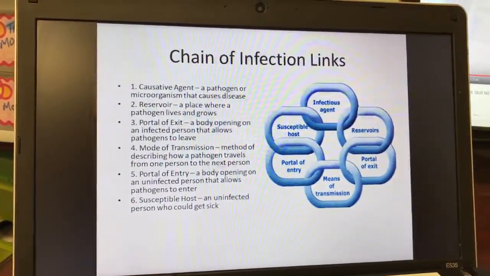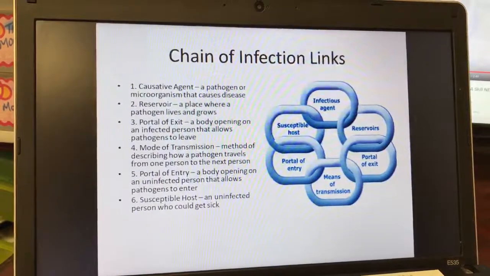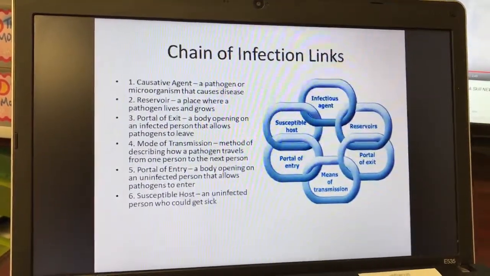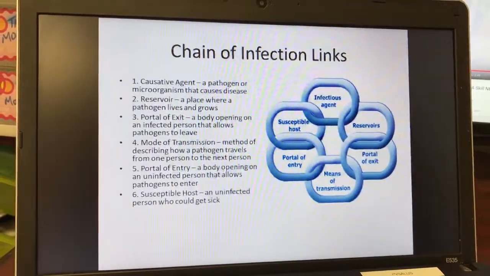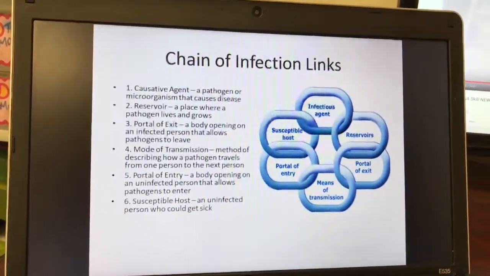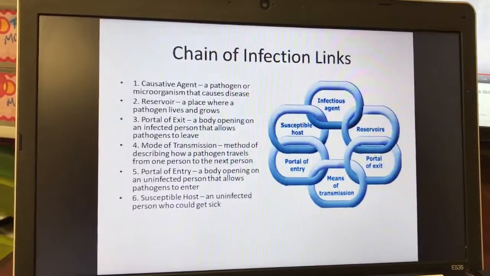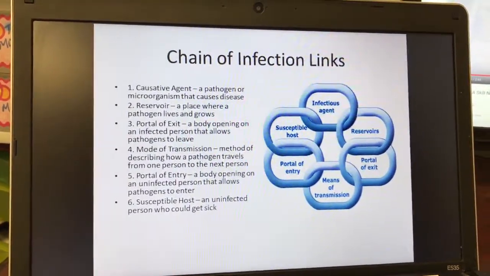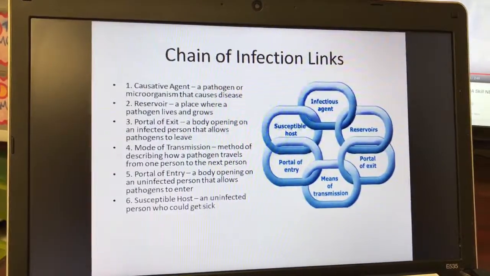The chain of infection links. You need a causative agent. It's a pathogen or microorganism that causes disease. The reservoir, a place where a pathogen lives and grows. Portal of exit is a body opening on an infected person that allows pathogens to leave.